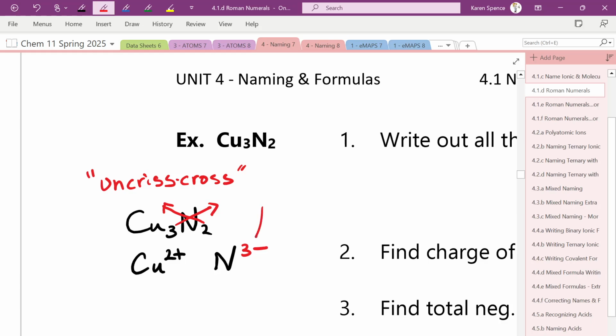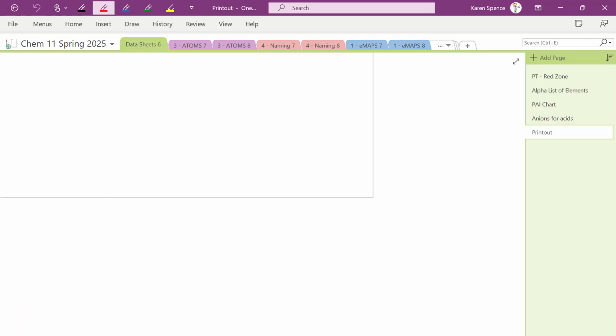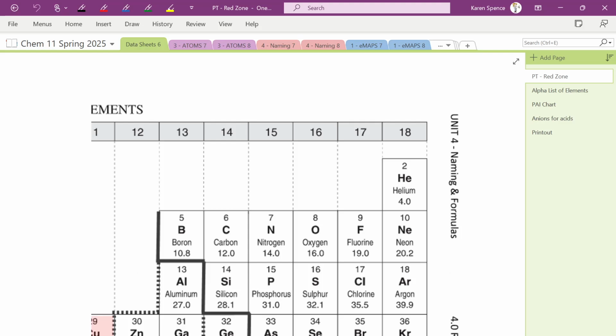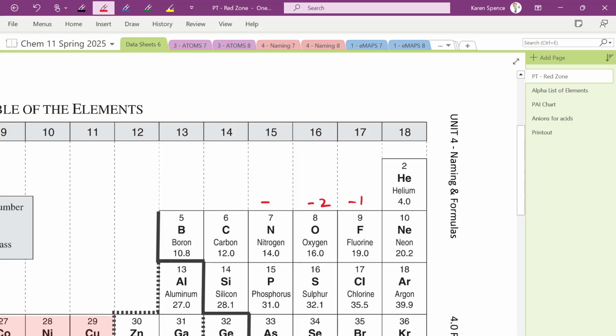You do have to check, is this charge correct? Does nitrogen have a charge of -3? Check on your periodic table. Yes, it does. Okay, so if we go back to our periodic table here, nitrogen, we have -1, -2, -3. And if that charge works for the negative ion, then you have successfully found the positive charge of the positive ion.